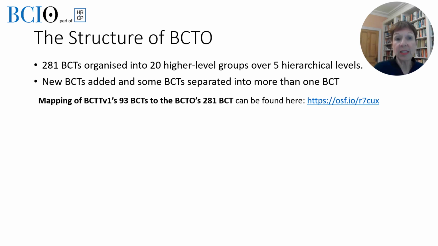For those of you who are interested, we have a mapping of the 93 behaviour change techniques from the taxonomy to the 281 of the ontology, and the link is here.